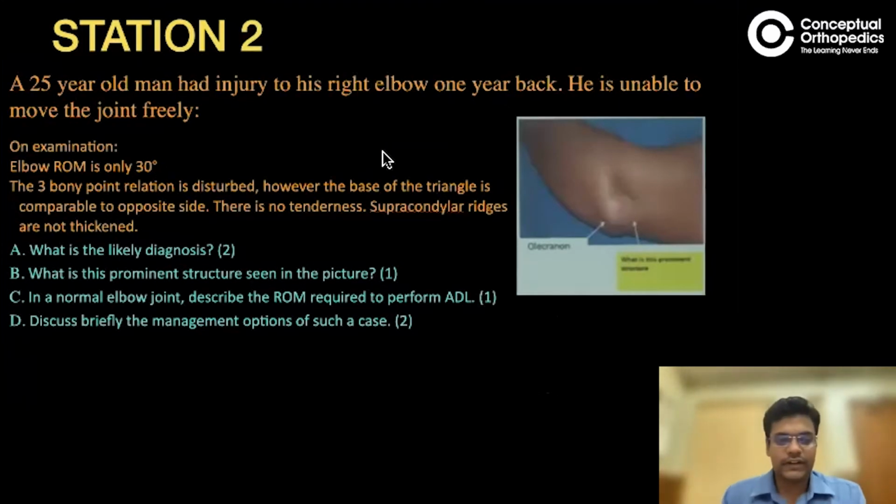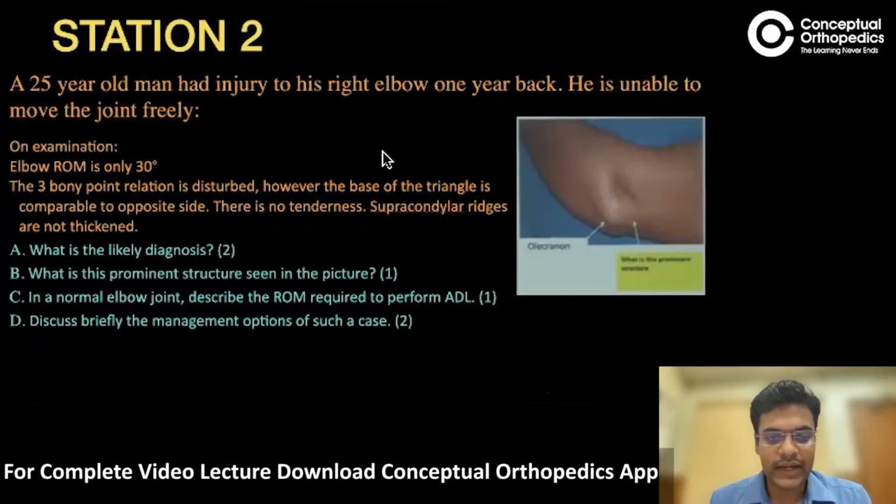Station number 2, a 25-year-old male had a history of injury to right elbow 1 year back. He is unable to move his joint freely. On examination, the elbow range of motion is only 30 degrees. The 3 bony point relation is disturbed. However, the base of the triangle is comparable to the opposite side. There is no tenderness, no supracondylar ridges are thickened. What is the likely diagnosis?